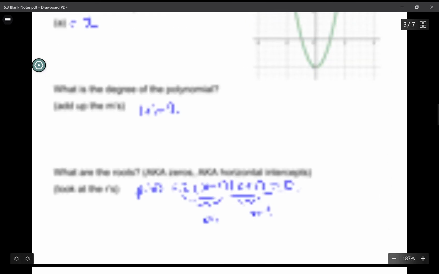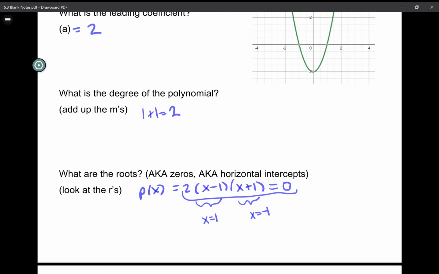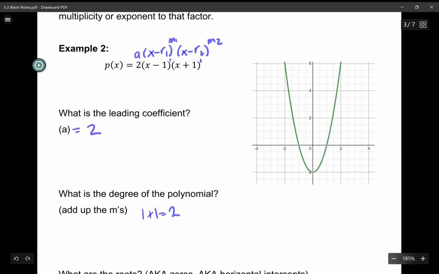So if we go back up and match up our r values, remember, it's x minus r1, so r1 is 1, and r2, we need to write this as x minus negative 1.